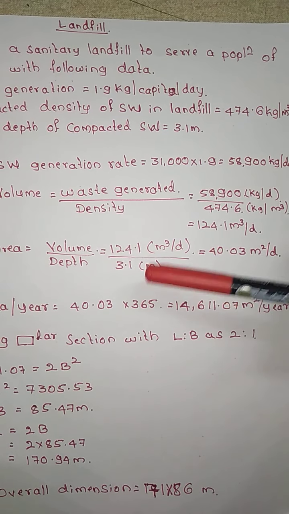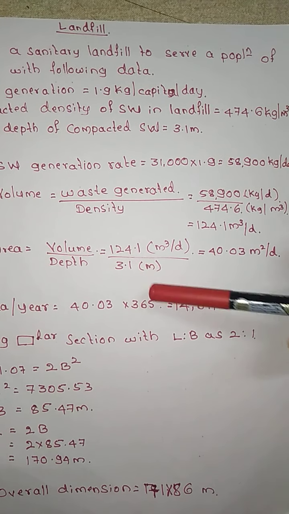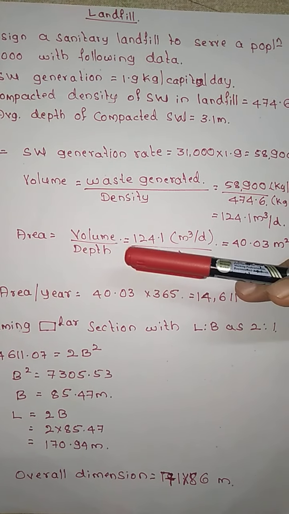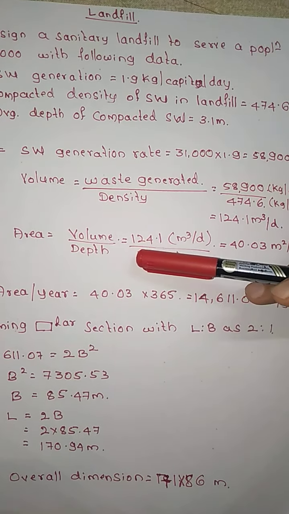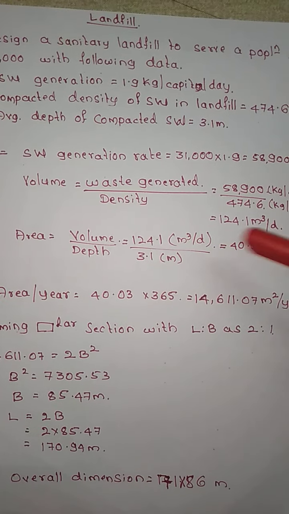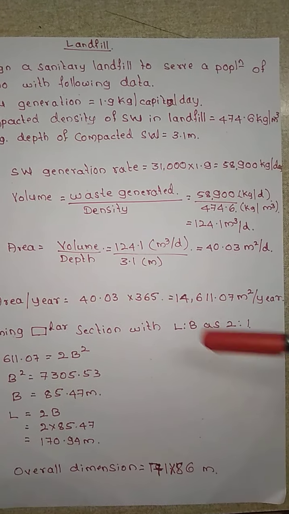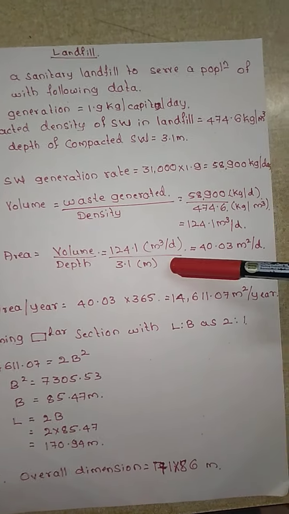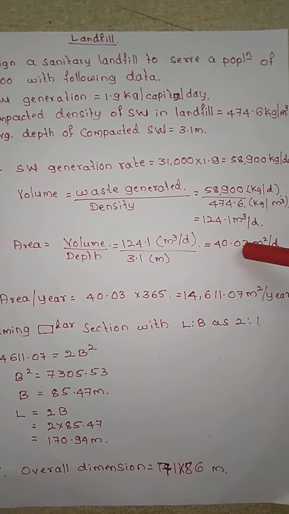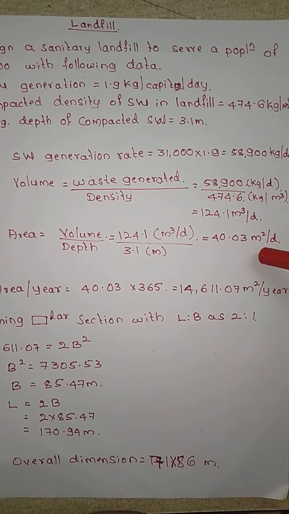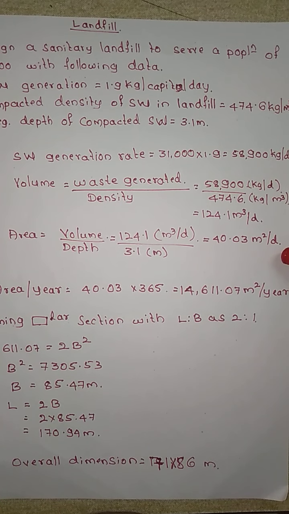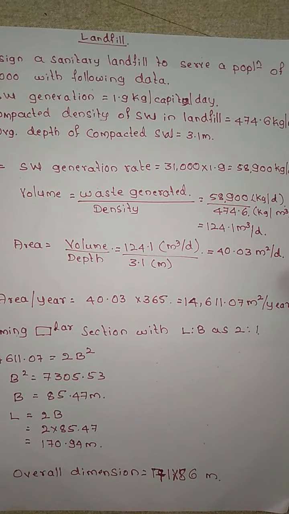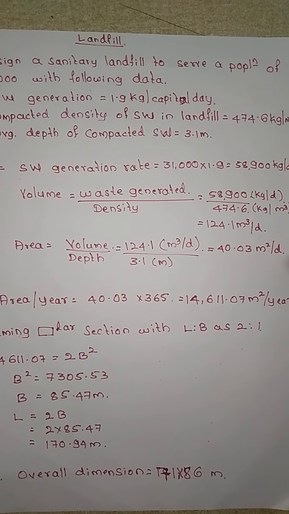Now what have they asked you? They have asked you to design a sanitary landfill, so we want the area. Area is equal to volume divided by depth. The volume we have found is 124.1 meter cube per day, and the depth they have given is 3.1 meter. So we get an area of 40.03 meter square per day. Here meter gets cancelled, so what remains is meter square per day.